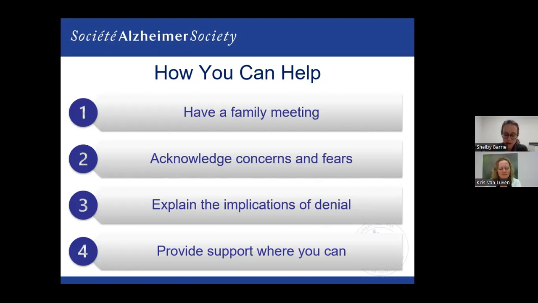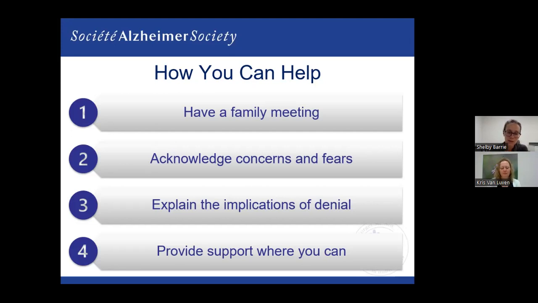Second, give space for everyone to express their concerns and fears. Acknowledge these concerns without judgment, even if you do not agree with what the other person is saying. You might say something like, I can understand where you're coming from. That behavior would concern me too. Giving everyone that space and time to share their perspective can be really important for enhancing the overall understanding of how everyone is seeing the situation.